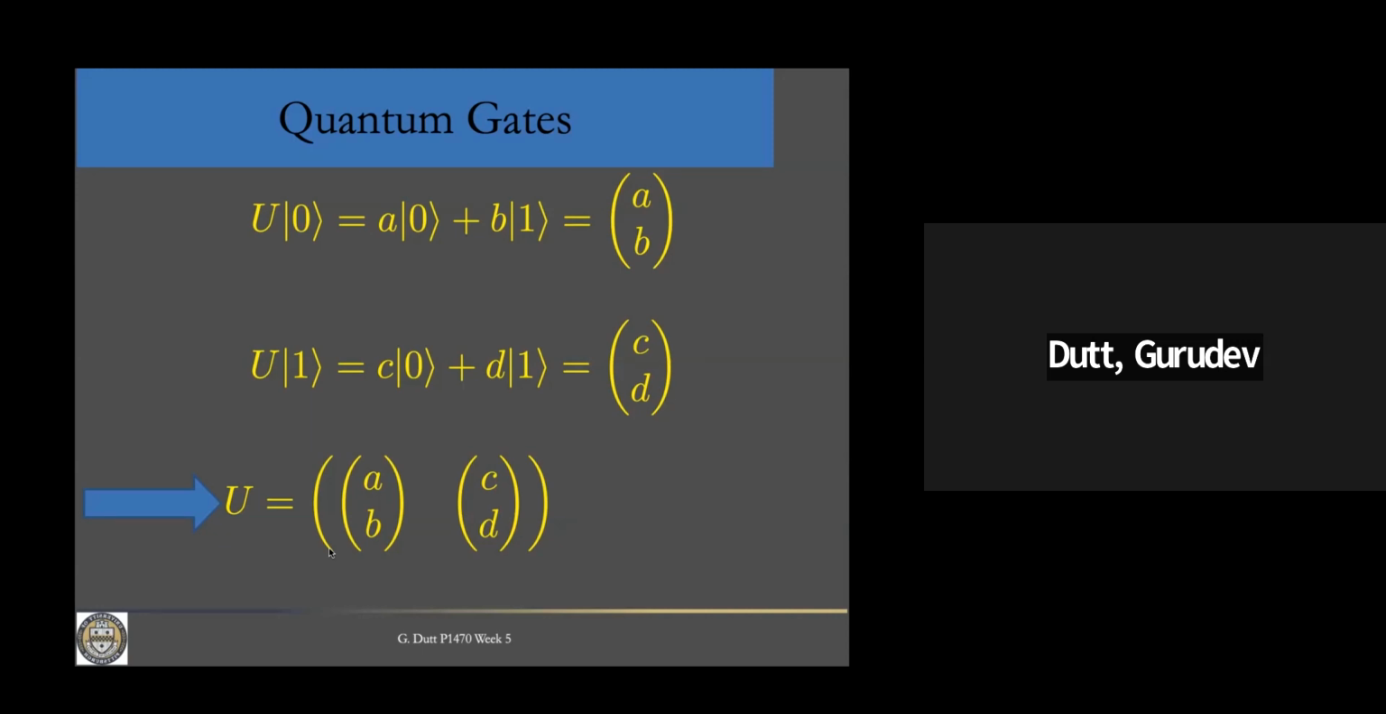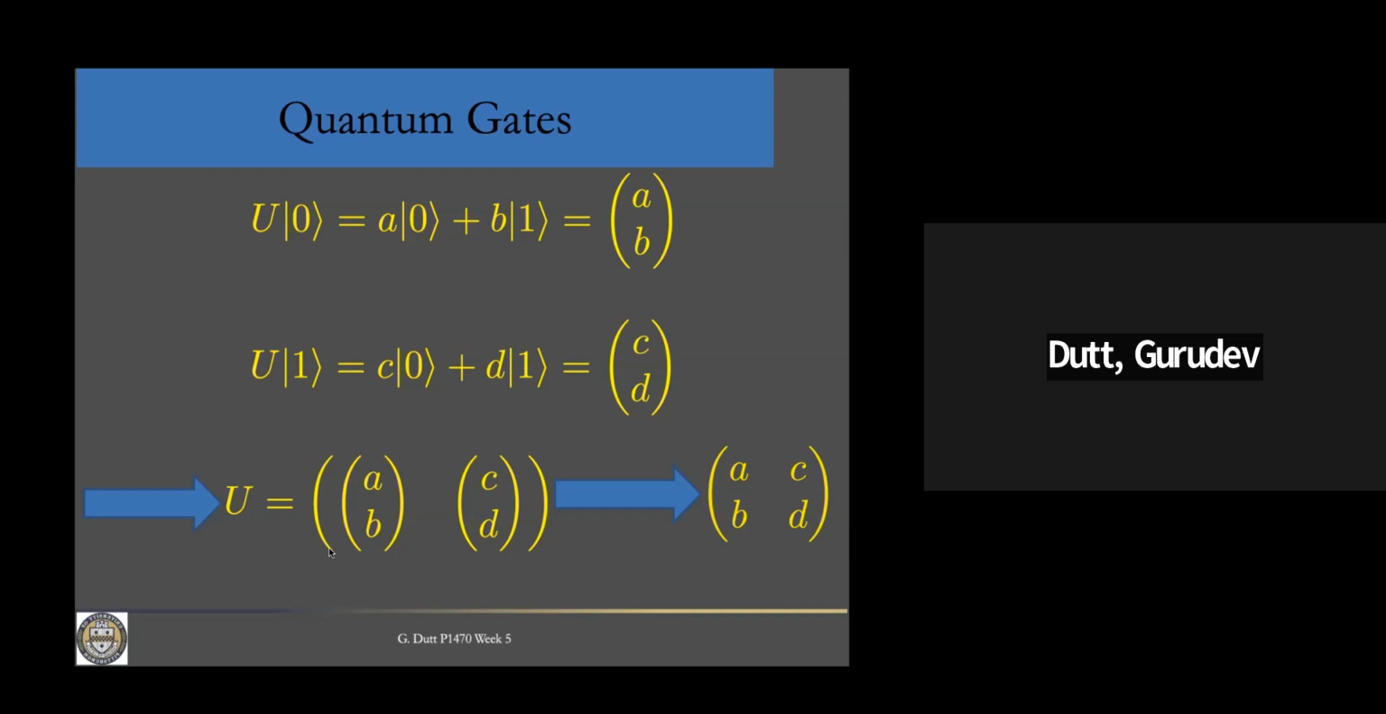So from this, we can make a convention that the first column of my gate U will be whatever is obtained by taking U and acting on 0. And the second column will be whatever is obtained by taking U and acting on the state 1. So I just take those two column vectors and put them in the 0 and the 1 column of U, and that gives the matrix A, C, B, D. This matrix now represents my gate U.